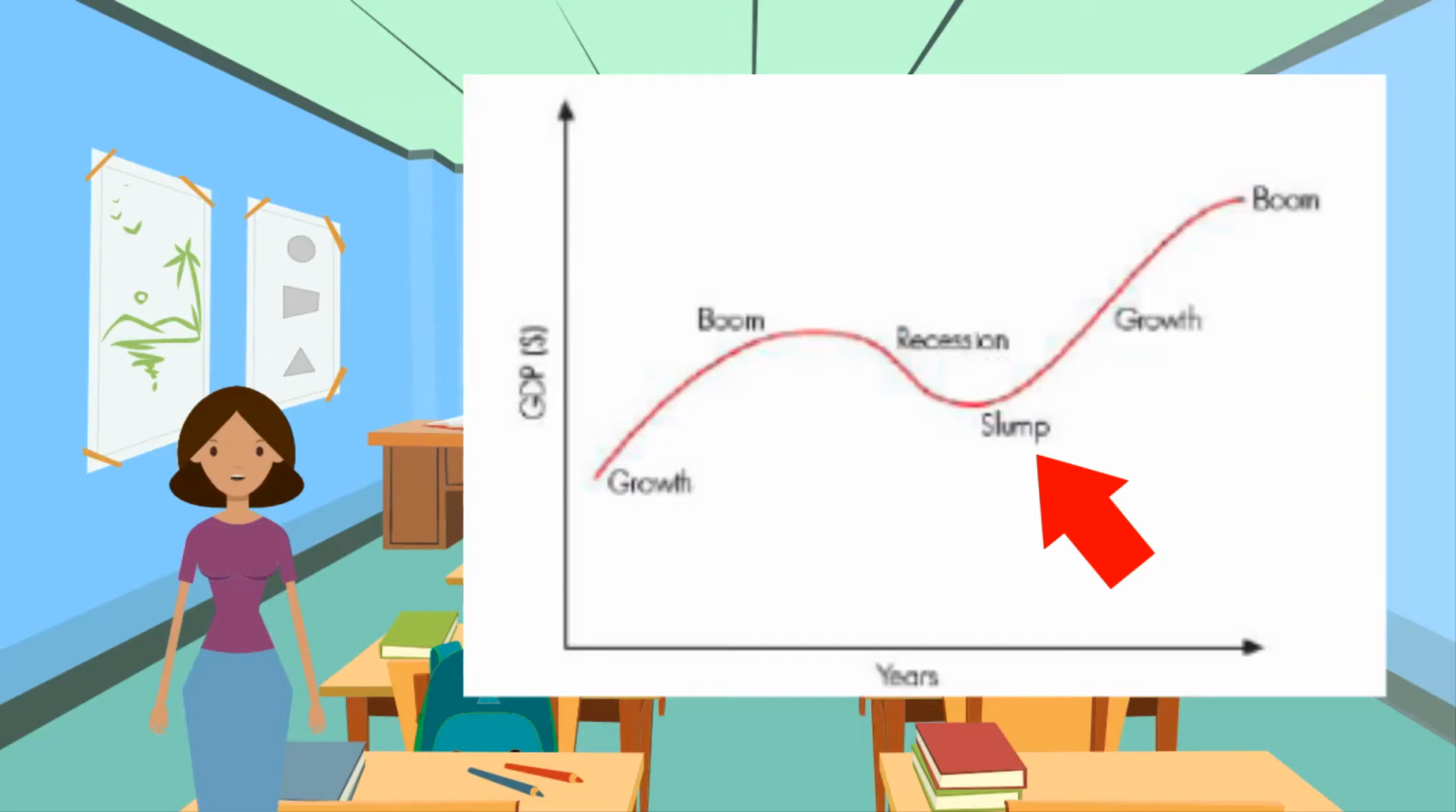The economy will suffer. When the government takes measures to increase demand and spending in the economy to take it from a slump to growth, it is called the recovery period. This is cyclical, so the cycle repeats.